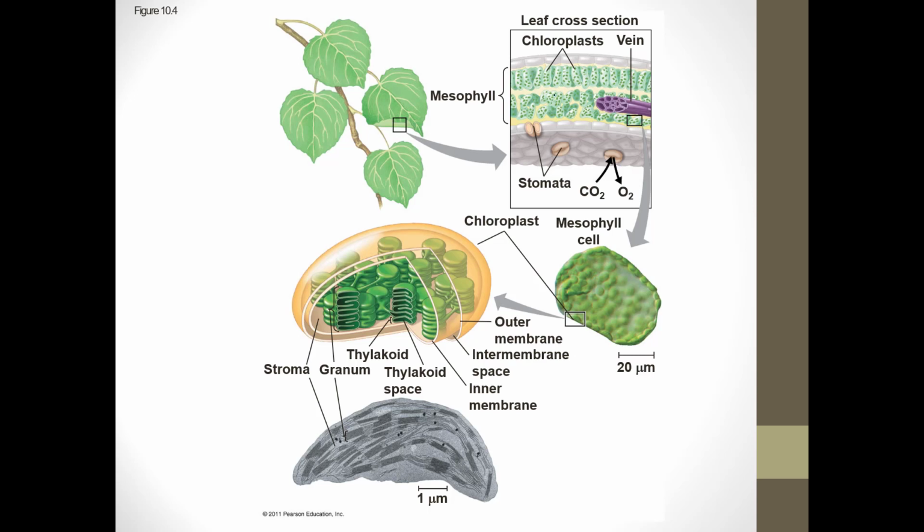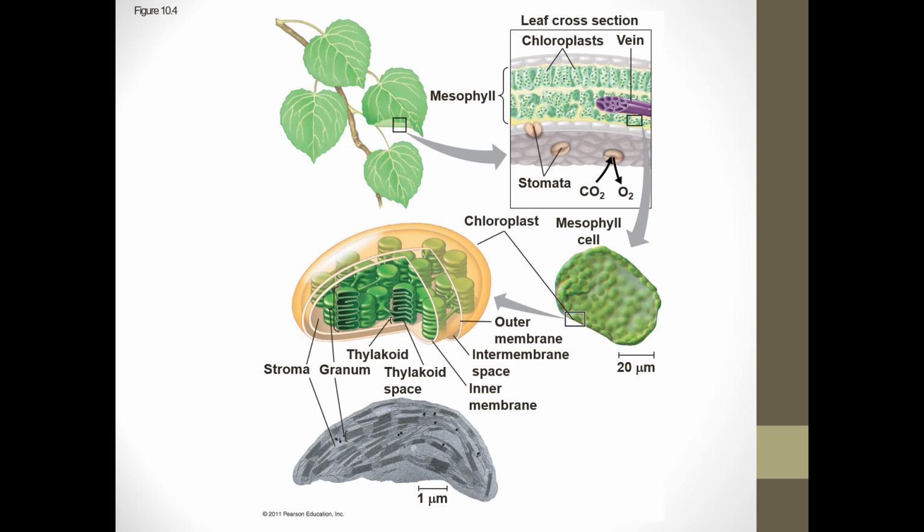In the middle of the leaf is a tissue called the mesophyll. The mesophyll contains cells and veins. The veins of the leaf are found in this area as well. Those transport water and sugars from the roots to the leaves and vice versa.